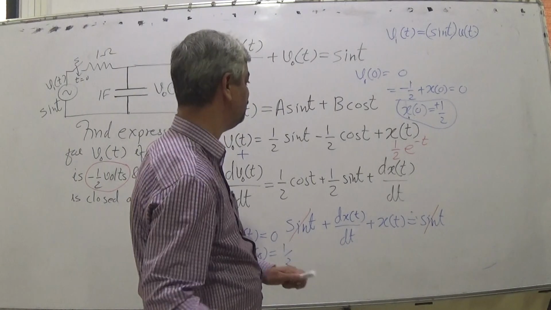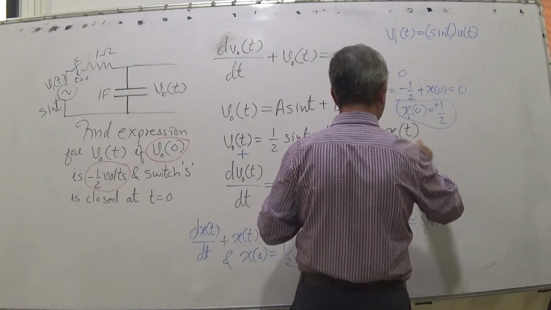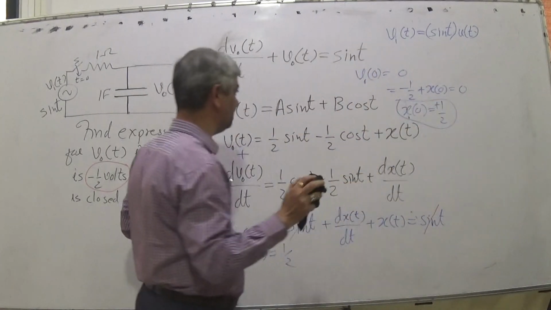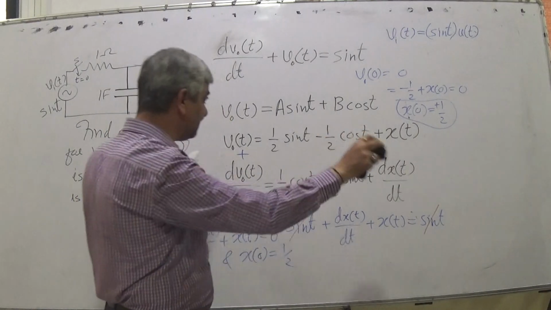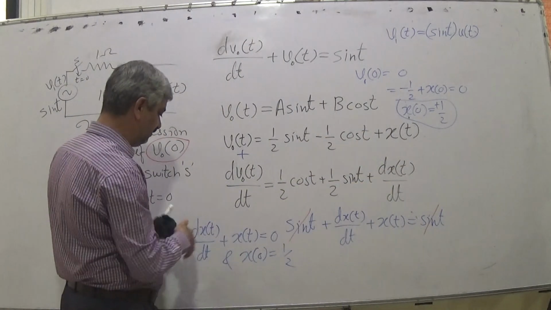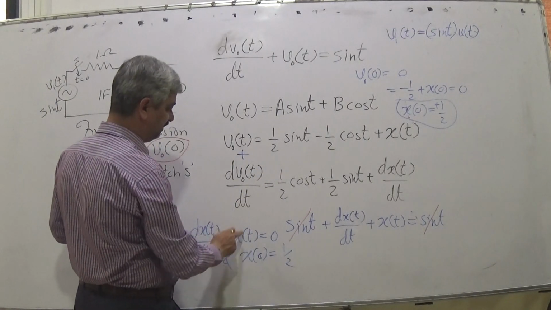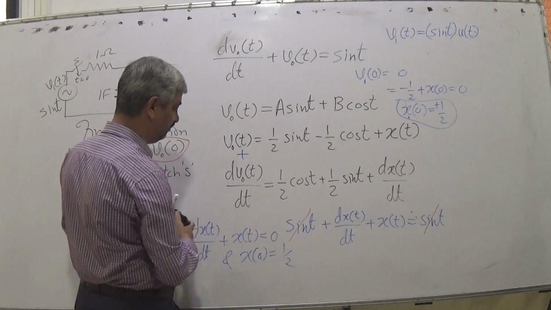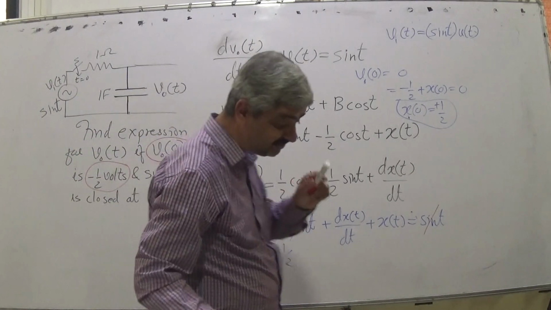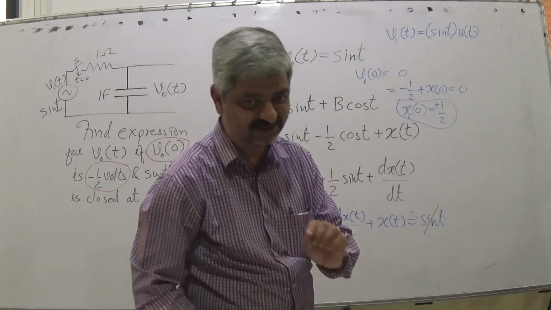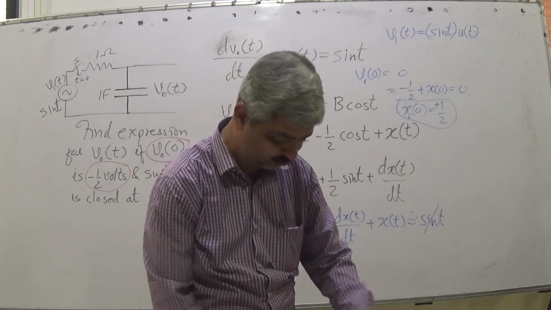But now what is the change? Now everything is the same. Only the change is that. Everything is same, so this dx(t) by dt plus x(t) equal to 0 is okay. And what is x(0)? x(0) now is a very magical thing. I have deliberately chosen the values to be so.